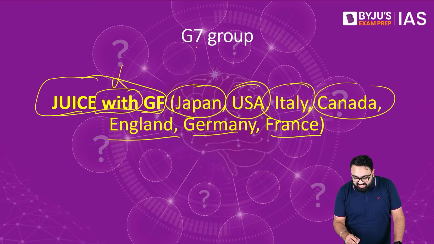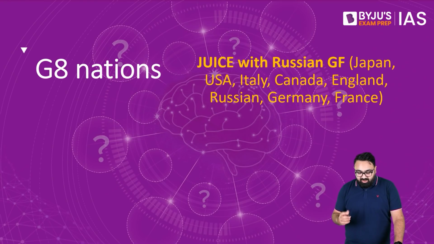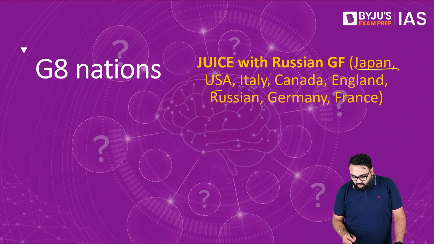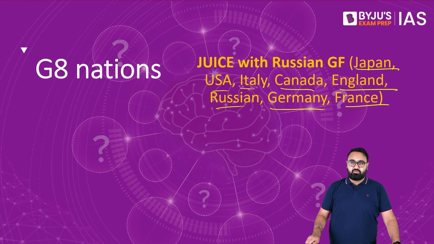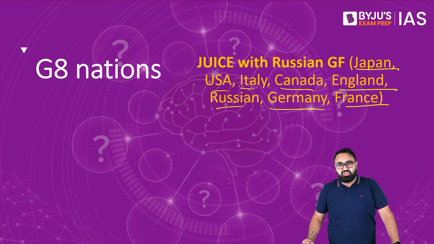To jump from G7 to G8, you just have to add Russia here. So JU'S with GF becomes JU'S with Russian GF, and you are good to go. That is Japan, US, Italy, Canada, England, Russia, Germany, and France. This is how you can remember these member nations of G7 and G8.